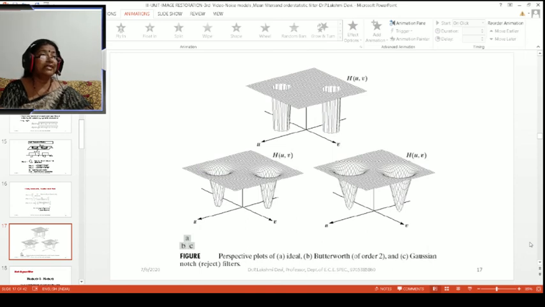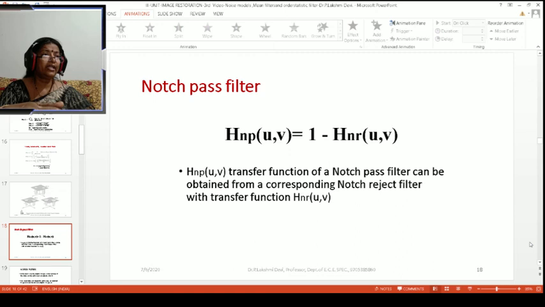So the first one is ideal, that's why we have sharp edges for the ideal case of notch reject filters, and in Butterworth filters we have a very curved shape. By increasing the order, it actually increases the blurriness, and Gaussian notch filters have very steep edges as compared to the Butterworth filters. So like this you can show the difference between the notch filters, practical as well as ideal cases. This one is the notch pass filter.